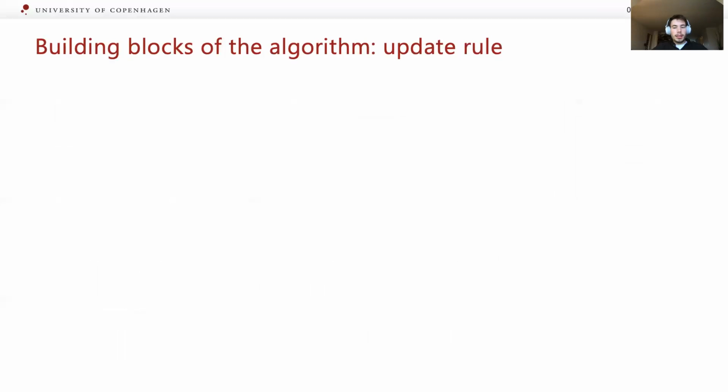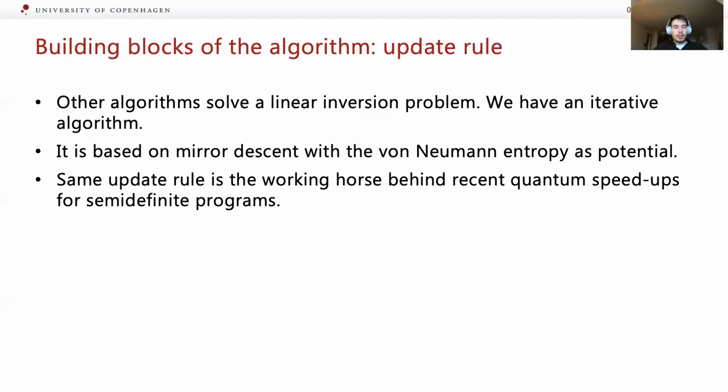Okay, so what are the building blocks? Well, there are 2 building blocks of our algorithm. Other algorithms to solve this low rank tomography problem try to solve a linear inversion problem. So they gather all the data and then they solve a linear inversion problem. But our algorithm is iterative.